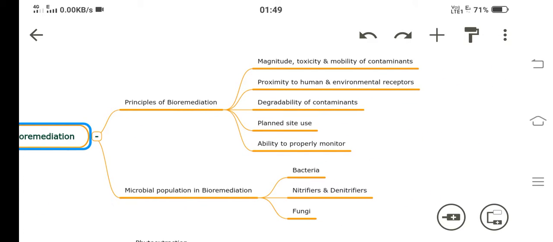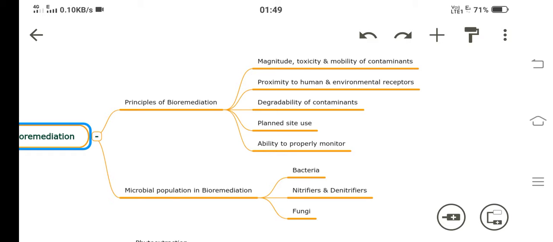You can see in this mind map. The first factor or first principle in bioremediation is magnitude, toxicity and mobility of contaminants. Second one is proximity to human and environmental receptors. Third one, degradability of contaminants. Fourth, planned site use. And fifth principle is ability to properly monitor. So in bioremediation, we have studied in detail the principles of bioremediation, which are also called factors responsible for bioremediation.